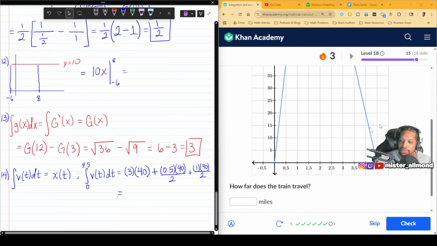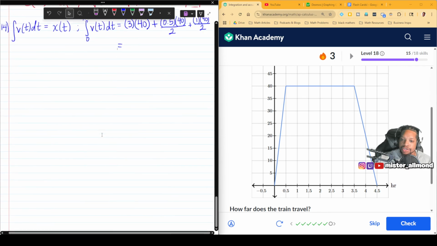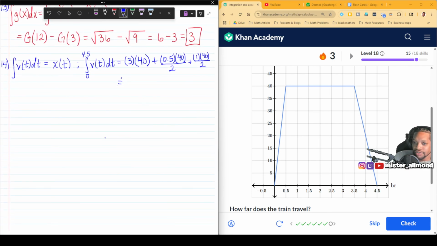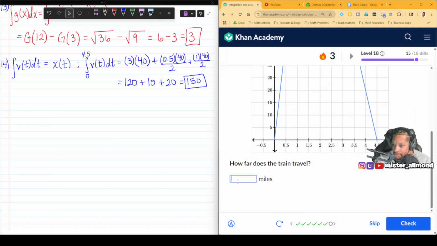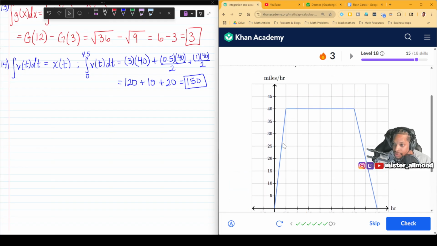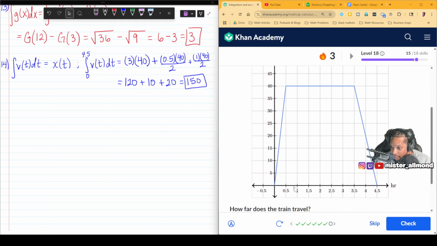Is this multiple choice? Oh, we got to type it in. Okay. So, 3 times 40 is just 3 times 4 with a 0. And then plus 0.5 times 40 is 20. 20 divided by 2 is 10. Plus 40 divided by 2 is 20. So my final answer that I'm getting should be 150. 120 plus 10 is 130. 130 plus 20 is 150. Okay. Let's see if I'm correct. Real quick, that width was 1, 2, 3. Let's go.